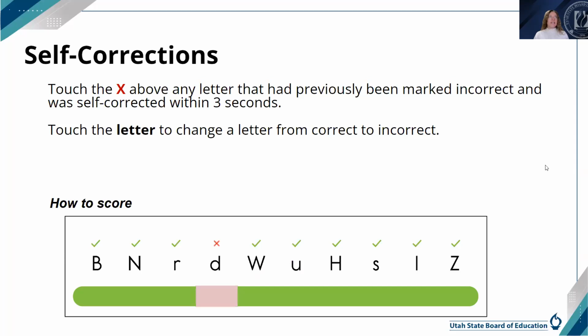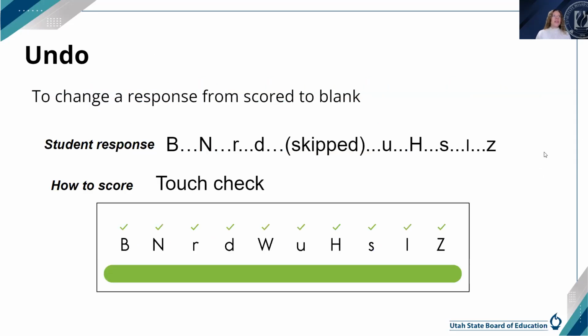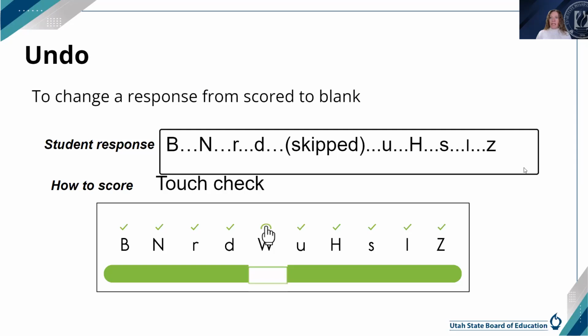If you're self-correcting, touch the red X and it will change to a green check mark. If you need to change a letter from correct, so it's a green check mark, touch the letter and it will change to being incorrect. So touching the letter makes something wrong. If you need to change a response from scored to blank, so you accidentally scored it but the student really skipped the item, touch the green check and it will turn to blank.